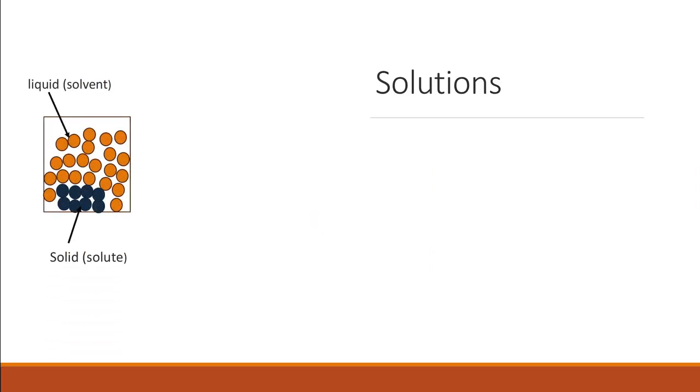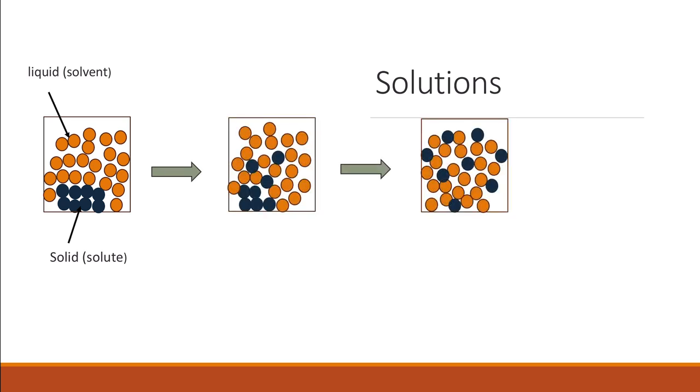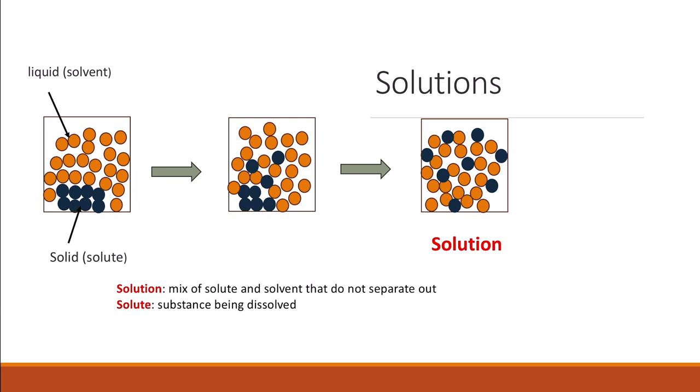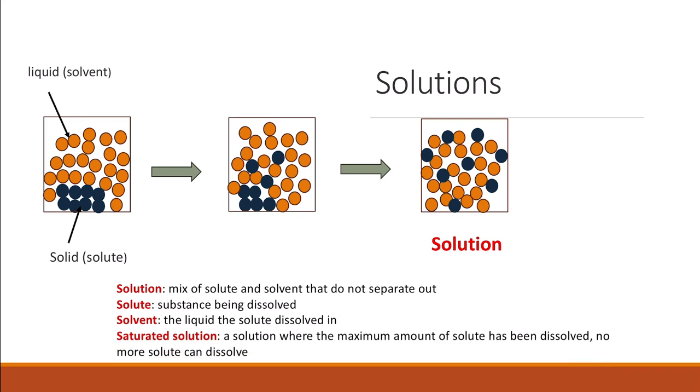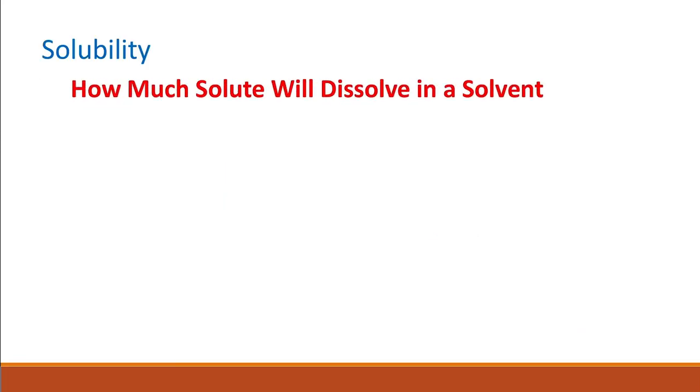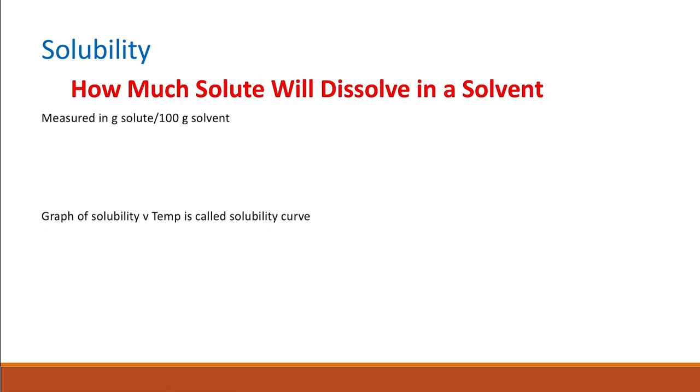A solution is formed when a solute diffuses through a solvent. A solution is a mixture of a solute and solvent that do not separate out. A solute is the substance being dissolved, and a solvent is the liquid the solute dissolves in. A saturated solution is a solution where the maximum amount of solute has been dissolved, so no more solute can dissolve after that. Solubility is how much solute will dissolve in a solvent. It's measured in grams of solute per 100 grams of the solvent.